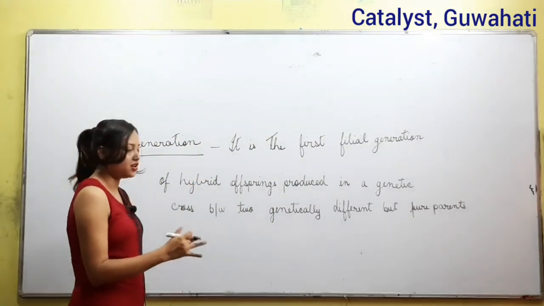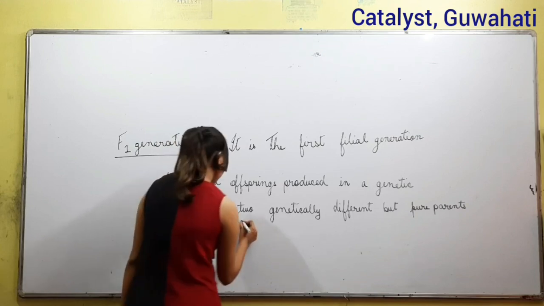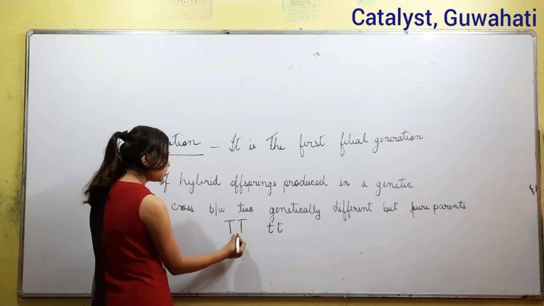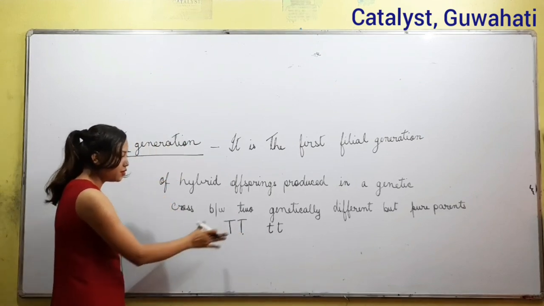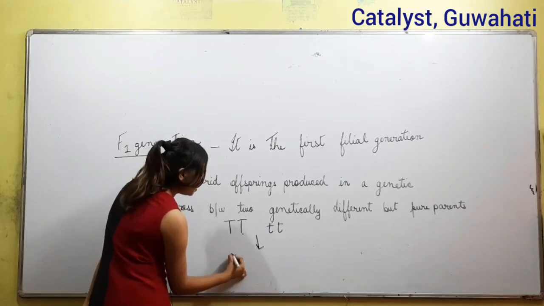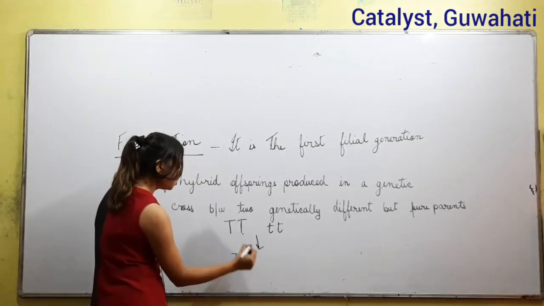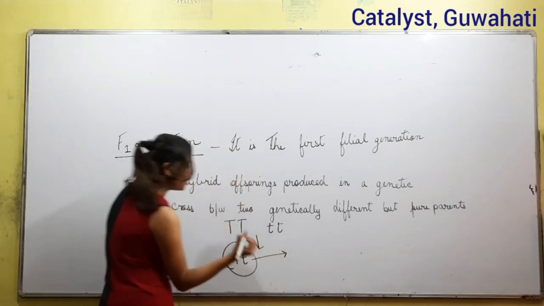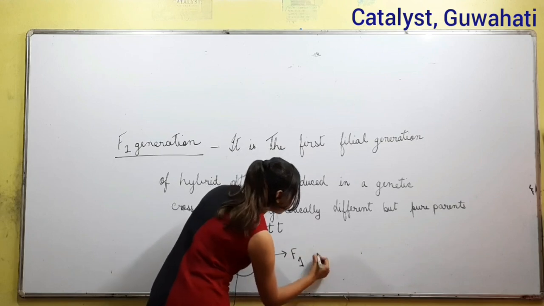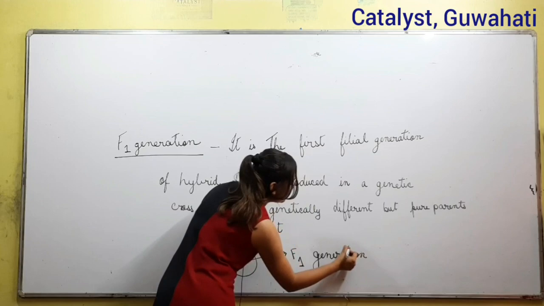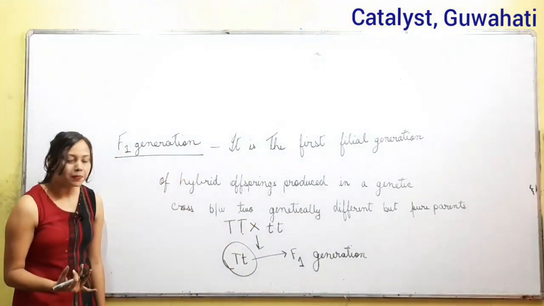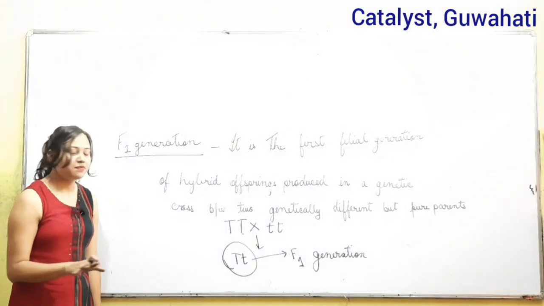They will be genetically different but pure parents. Suppose I cross between capital T. So here, these are genetically different but pure parents. Okay, this one is pure homozygous and this one is pure homozygous. When we cross them, what we will find is capital T small t. Don't worry, first I will teach the terminology, and later we can work on it. What is produced, we call the F1 generation. When we cross two genetically different but pure parents, the outcome we get we call the F1 generation. I will teach the cross in the next class, don't worry.